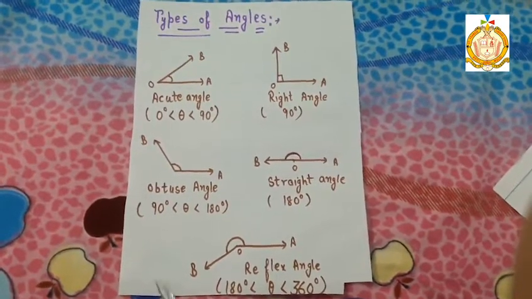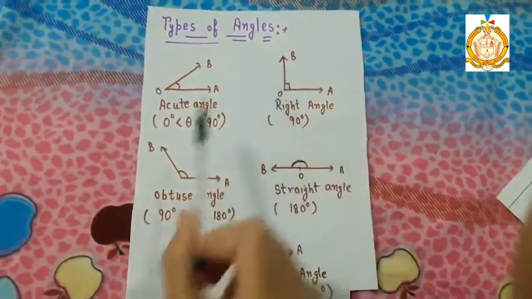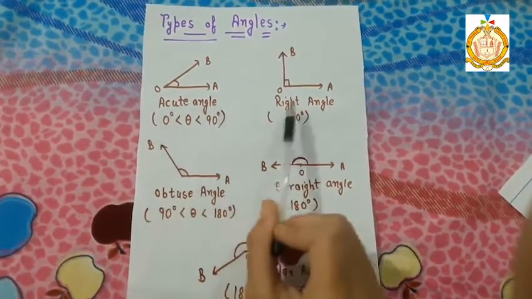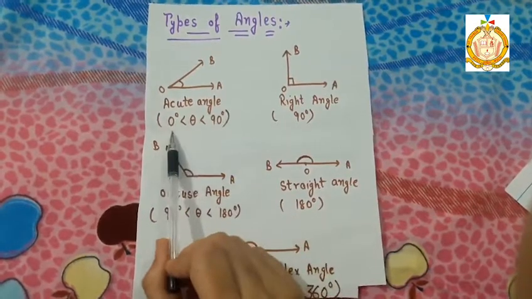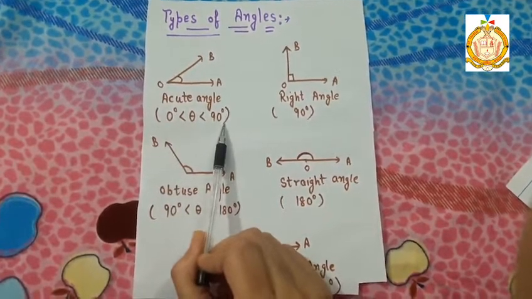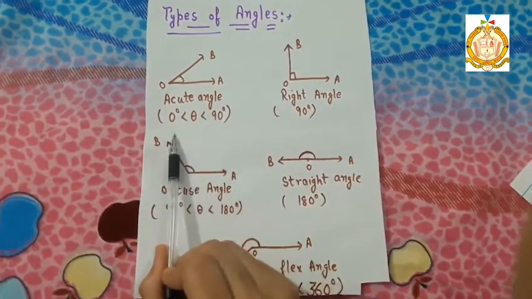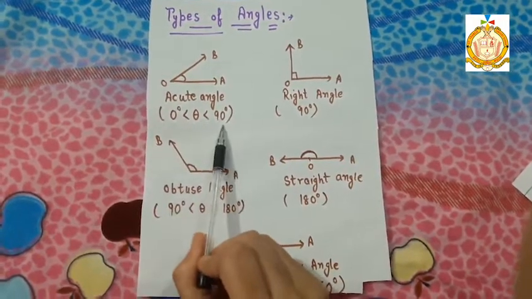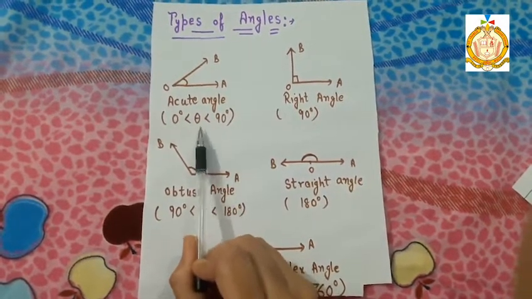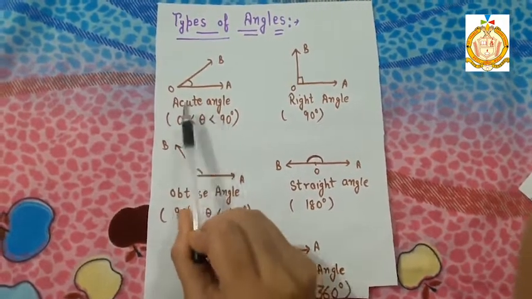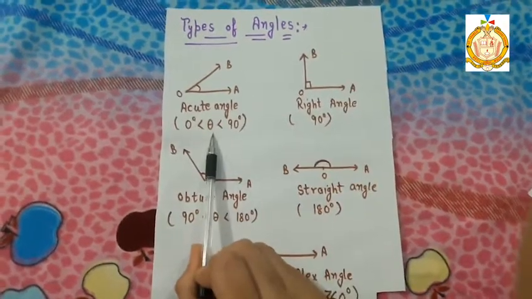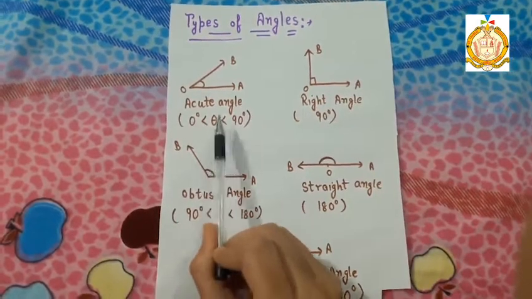And the next topic is types of angles. An acute angle is one whose measure is in between 0 degree and 90 degree. Students, it is neither 0 degree nor 90 degree, but the angle whose measure is in between 0 degree and 90 degree is an acute angle. Here we are representing the angle by the symbol theta.